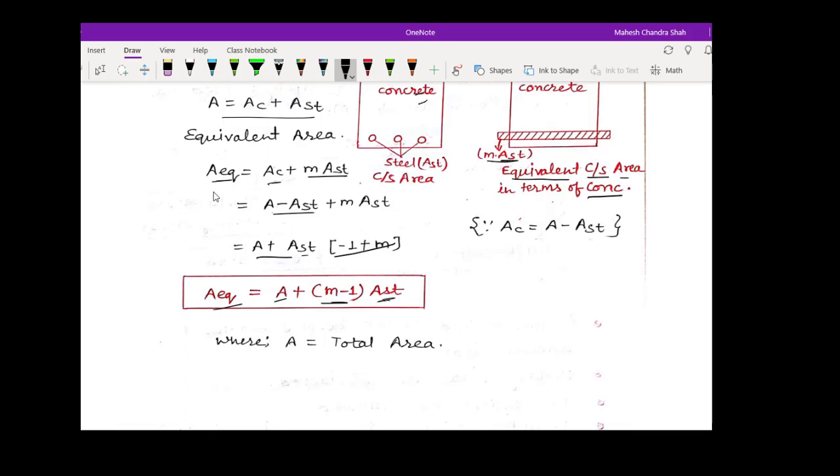So how will we calculate the area of steel? If it is given that there is a bar of 20 mm phi, here phi means the diameter, the area will be, because it is a circular bar, pi by 4 into 20 squared. This will give you the total area of the steel to be placed. It is mentioned here.